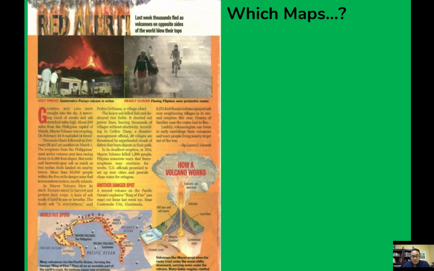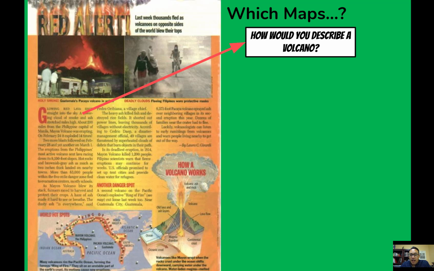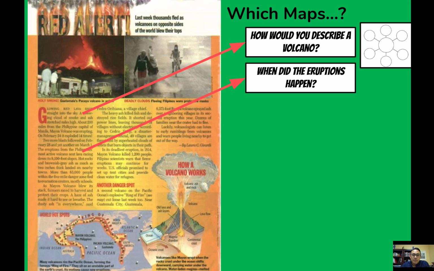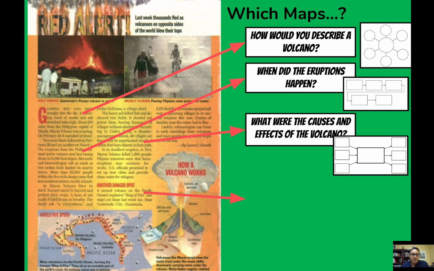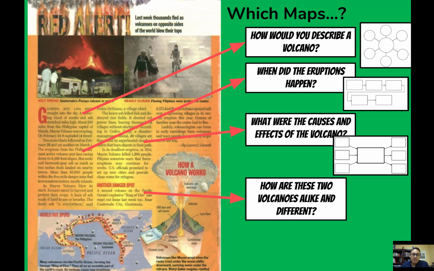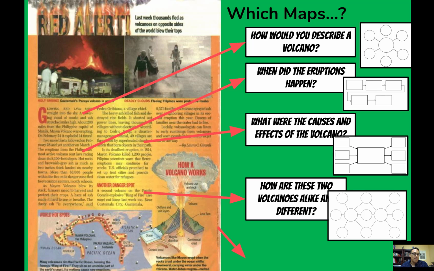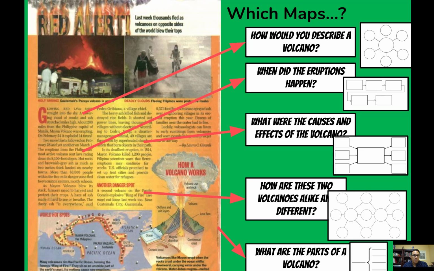After you've done that, you'll see these are just a few of the ones you may have found, like how would you describe a volcano? Well, that's a bubble map, right? Then when did eruptions happen? That's a sequence of events or a flow map. Right here you find the causes and effects of a volcanic eruption. That's a multi-flow map. A comparison and contrast of volcanoes. That's a double bubble map. The diagram there itself shows the parts of a volcano, which is a brace map.